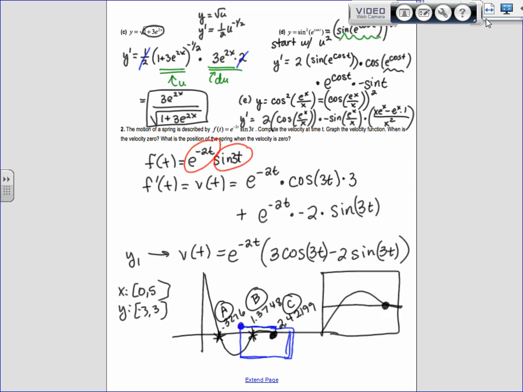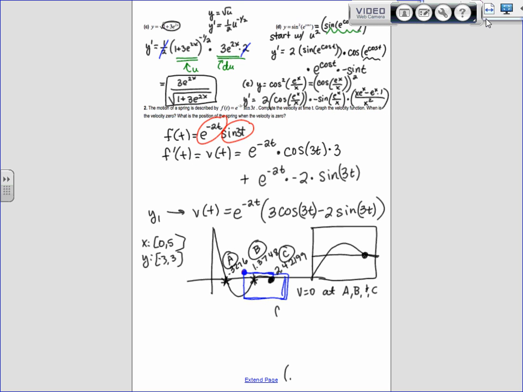Yes. All right, do you have 3 values? Okay, last step. So it says, when is the velocity 0? So we found those 3 places. So velocity equals 0 at, you can just write A, B, and C, because you named them. What is the position of the spring when the velocity is equal to 0? So we need to go back and find f of, oh man, keep hitting extend page on accident. So f of A, f of B, and f of C.